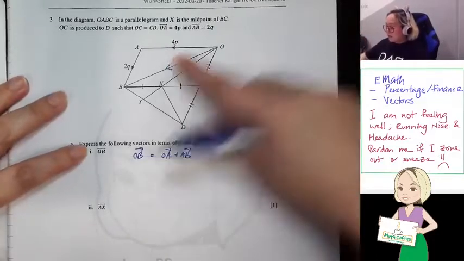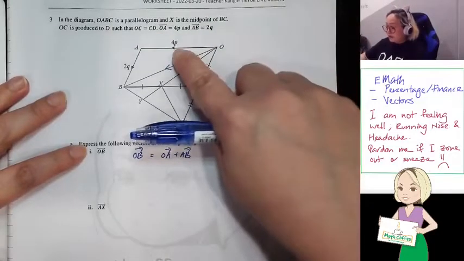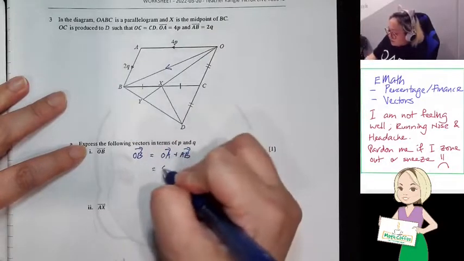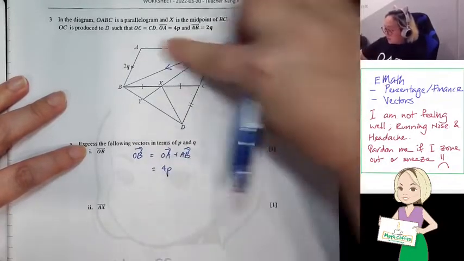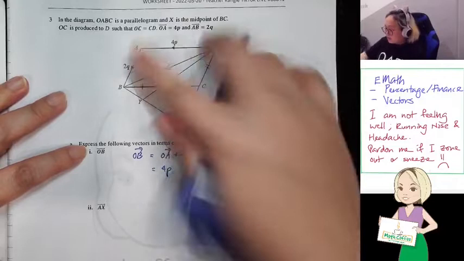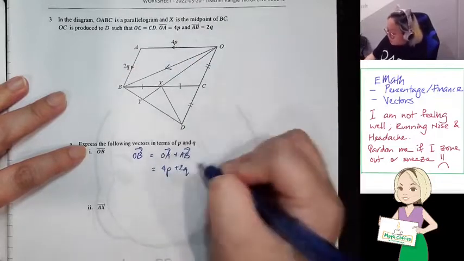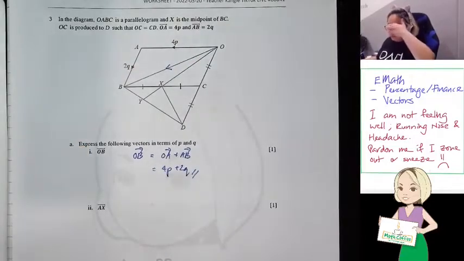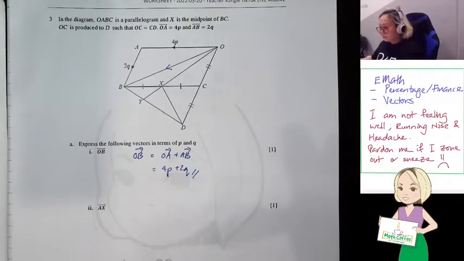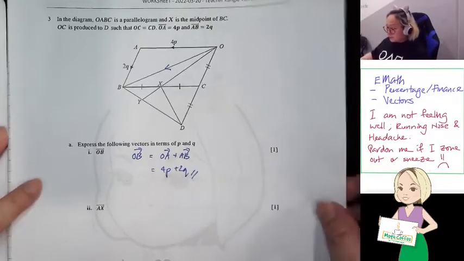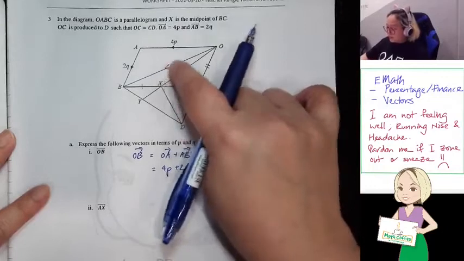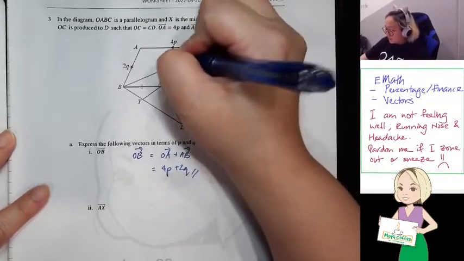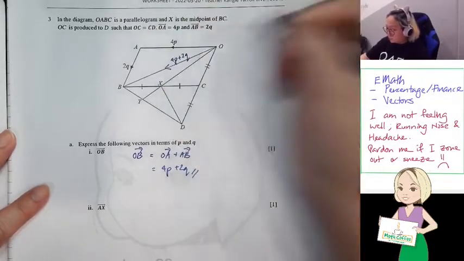So by looking at this, OA, you follow the direction, right? So it means it is 4P. And then plus AB, again you follow the arrow, right? So it's just plus 2Q. So this one, straightforward. That's why it's only 1 mark. Next, of course I can put in the information here already. I can say this is 4P plus 2Q.